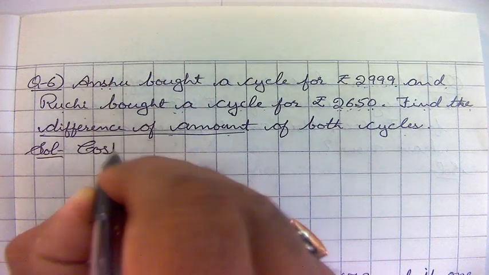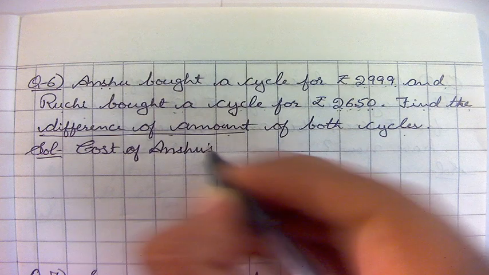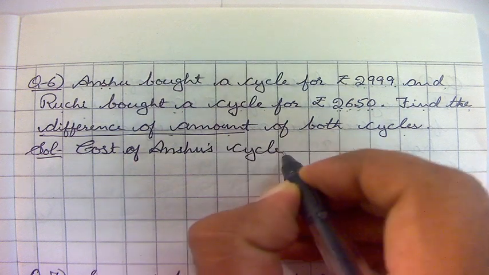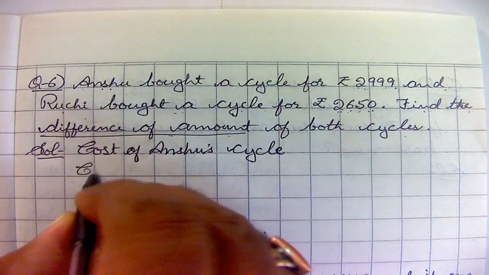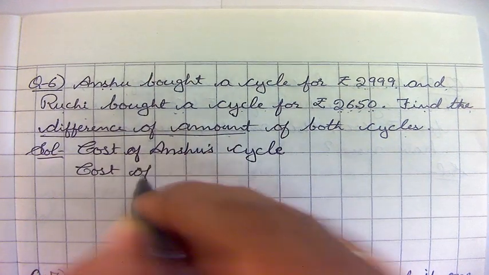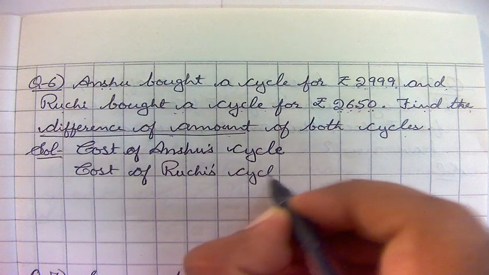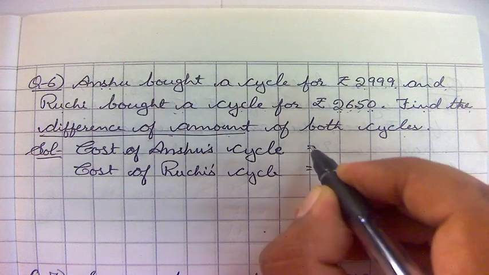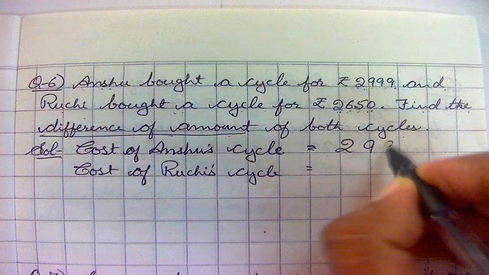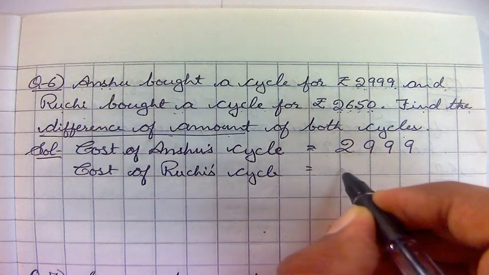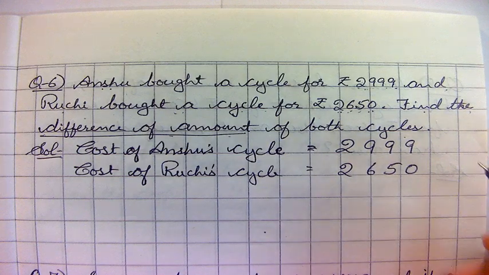cost of Anshu's cycle. You will write down the cost of Anshu's cycle and you will also write down the cost of Ruchi's cycle. So write down both the costs. 2,999 and 2,650. Now what you have to tell?